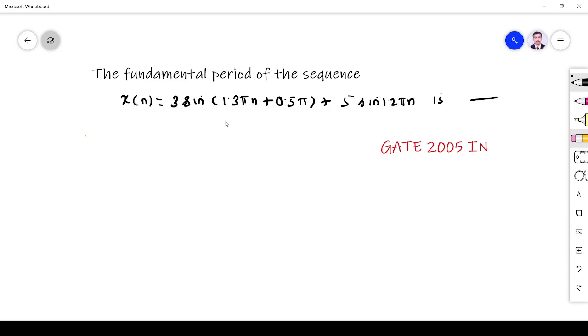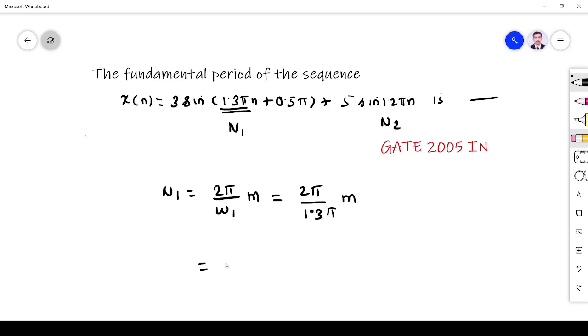So we have to check individually whether this is periodic with period N1, and whether it is periodic with period N2. Then we have to combine and check whether x of n is periodic or not. Let us first find the N1. N1 is given by 2 pi by omega 1 times m, right? So what is omega 1? Omega 1 is 1.3 pi because the general format is A sin omega n. So it is 1.3 pi m.